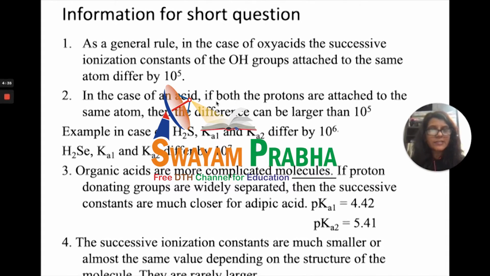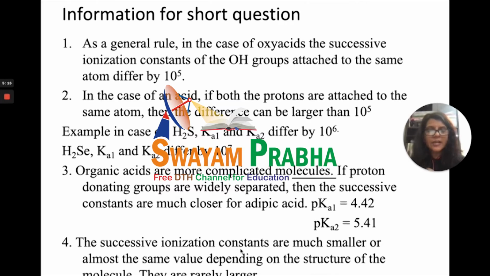In the case of an acid, if both the protons are attached to the same atom, then the difference can be even more than 10 to the power 5, right? As in the case of H2S, you have Ka1 and Ka2 differing by 10 to the power 5 or 6. H2Se, you have Ka1 and Ka2 differing by 10 to the power 7. For organic acids, it's a much more complicated system. They are complicated molecules. So if proton donating groups are widely spread, then the successive constants are much closer, as in the case of adipic acid, where you have pKa1 and pKa2 very, very close to each other.